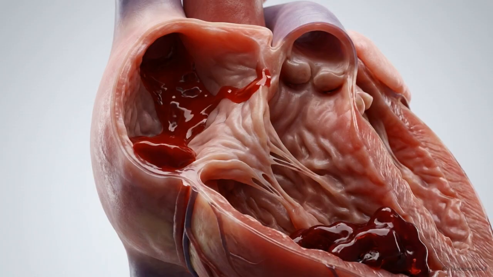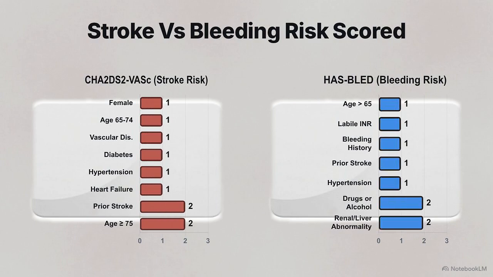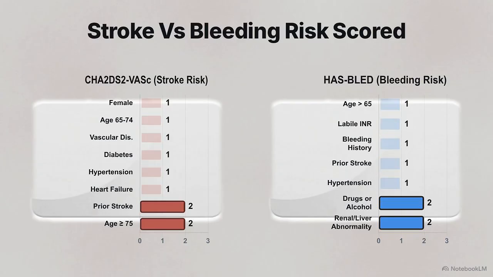Because the fibrillating atria do not contract effectively, blood can stagnate and clot. We use the CHA2DS2-VASC and HAS-BLED scores to quantify the risk of stroke versus the risk of bleeding, which determines whether the patient needs long-term anticoagulation.